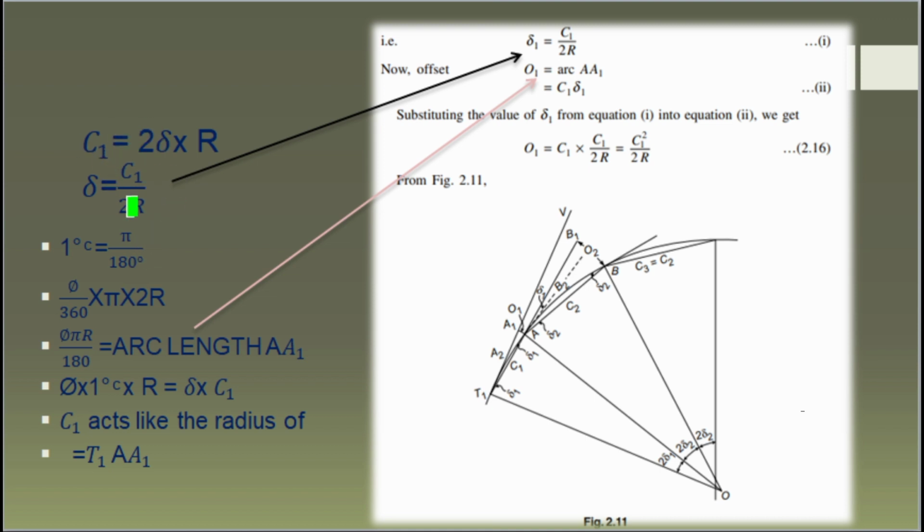By simple rearranging, R will be divided, the 2 will also be divided, and we'll remain with the deflection angle equal to C1 over 2R. So this is the first formula that we are getting here. The deflection angle, in radians, is equal to C1 over 2R. This is the formula that I'm using here.